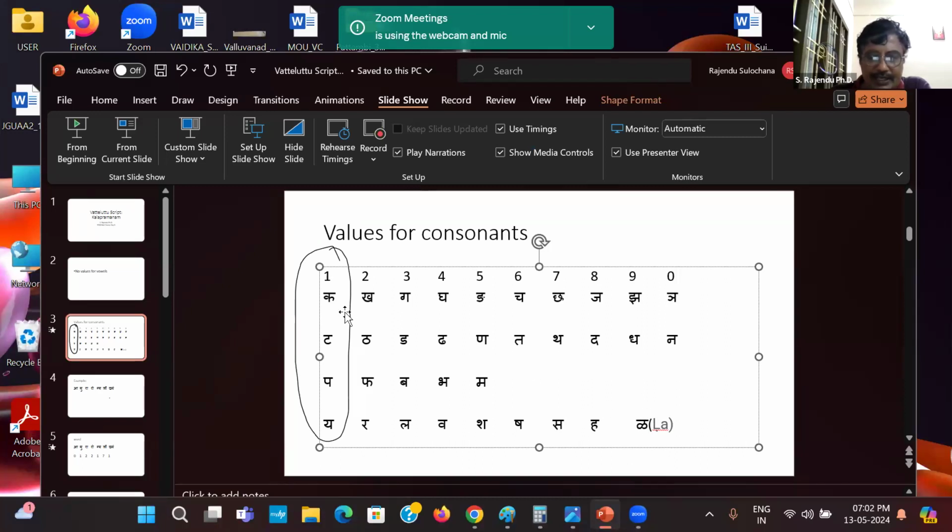Then why is it called Katapayadi? Because the first letters Ka, Ta, Pa, Ya stand for 1. Therefore, it is called Katapaya Adi. Adi means and so forth.